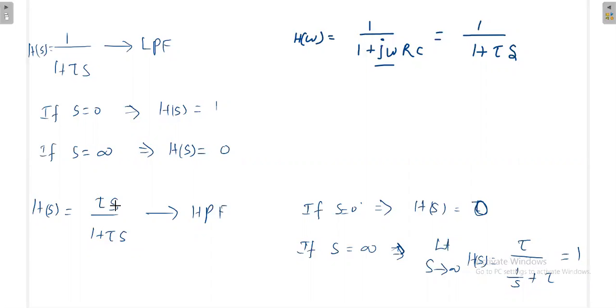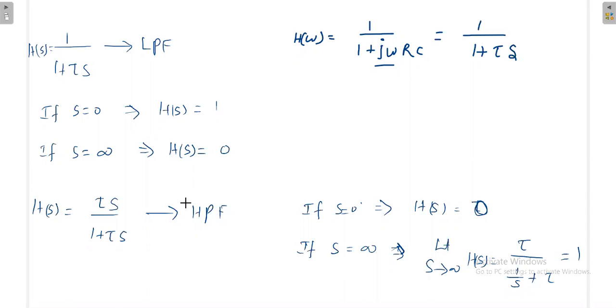You divide both the numerator and denominator by s, so that you will get tau divided by (1/s plus tau). Then if you substitute s is equal to infinity, 1/s will become 0, and tau by tau is equal to 1. That means it is allowing the high frequency but not the low frequency. So this filter is called a high pass filter.